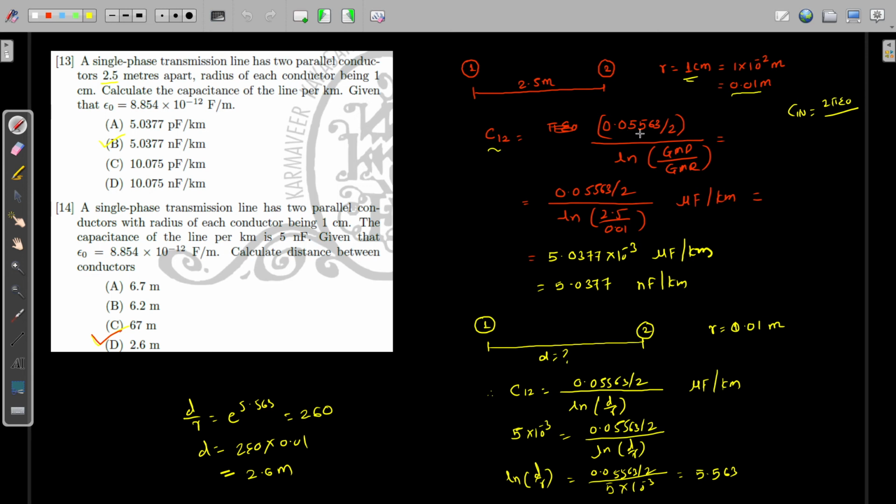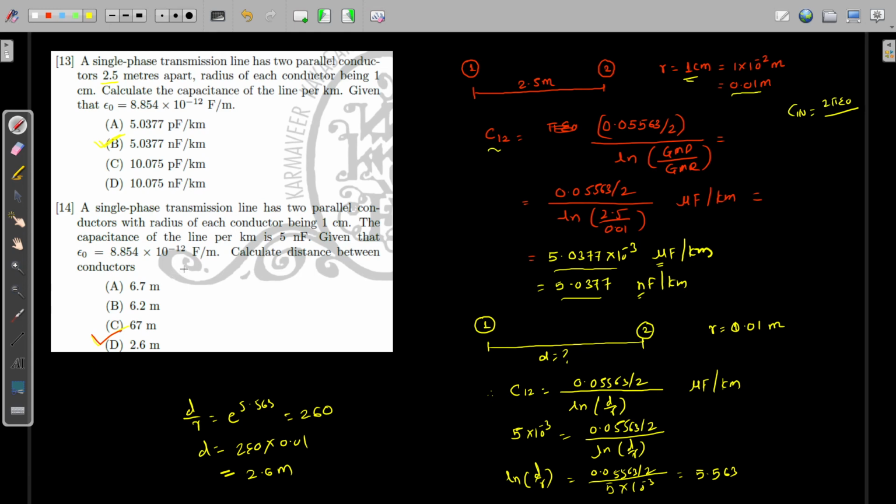So it is 0.05563 divided by 2 natural log of GMD by GMR. So GMD is 2.5, GMR is 0.01, so its value is 5.0377 nanofarad. So it comes as 5.0377 into 10 raised to minus 3 microfarad per kilometer. 10 raised to minus 3, if we compress it, will become nanofarad. My 10 raised to 3 into micro will give you nano. So thus the B answer is correct.